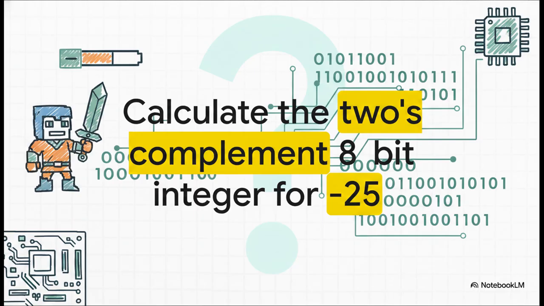So let's look at how this actually appears on a real test. Here's a direct exam question sourced from a past paper. A character in a game has a health value of -25. Calculate the 2's complement 8-bit integer. Examiners love wrapping these questions in real-world scenarios, like gaming. But hey, don't let the scenario distract you, because the math remains exactly the same.